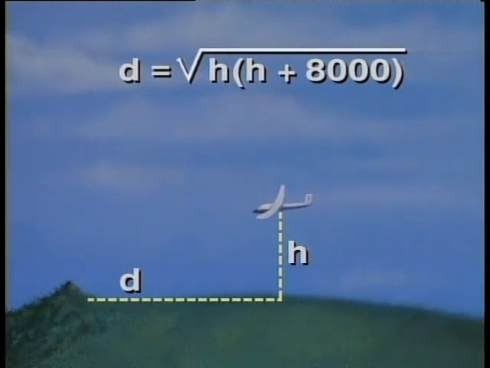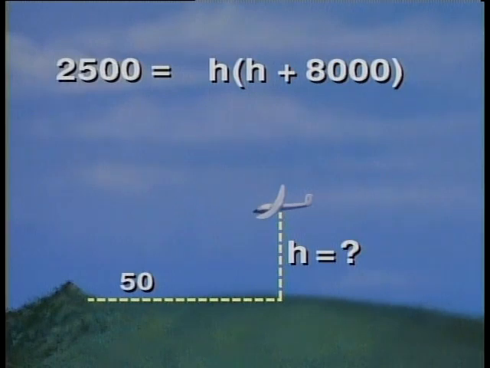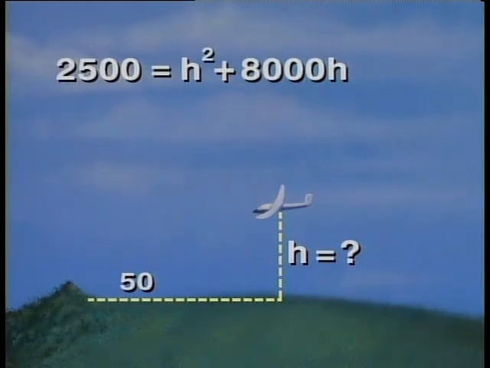Suppose that the altimeter in a glider went on the fritz, but that the pilot could see a landmark on the horizon 50 miles away. How high is the pilot? Since we know D is 50, we can substitute this value into the equation and solve for H. Since we have a radical on the right, let's square both sides to remove it. Now let's simplify the right-hand expression. Since there's no obvious way to factor this expression, let's complete the square to solve it.